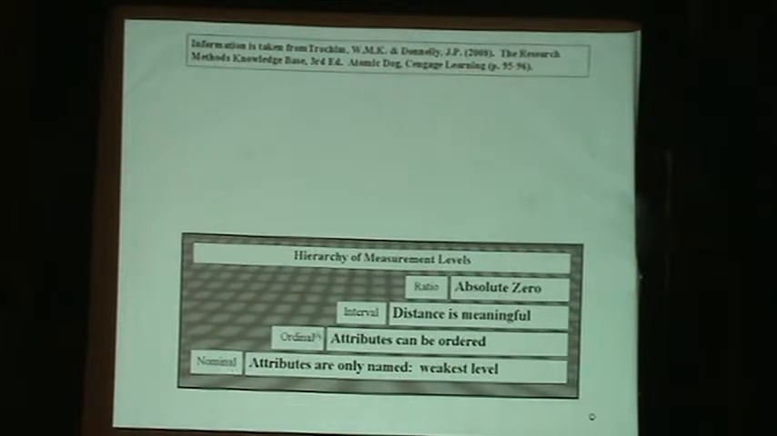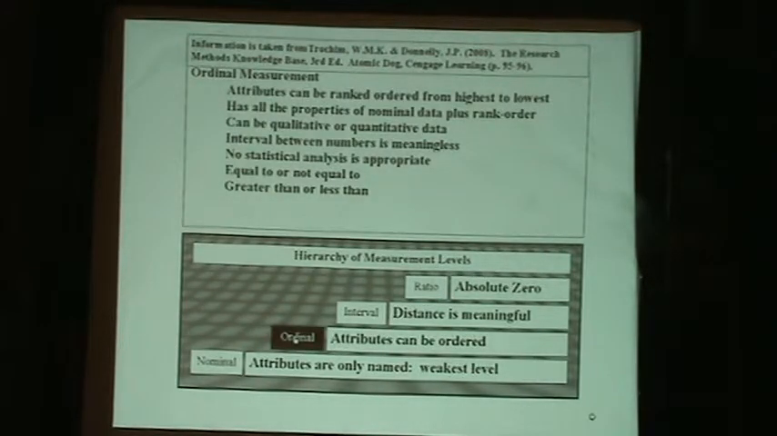The next form is ordinal data. And in ordinal data, the attributes can be ordered. Attributes can be rank ordered from highest to lowest, or lowest to highest. And ordinal data has all the properties of nominal data plus rank ordering.